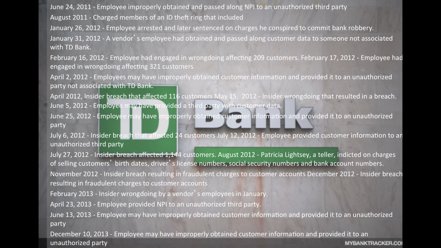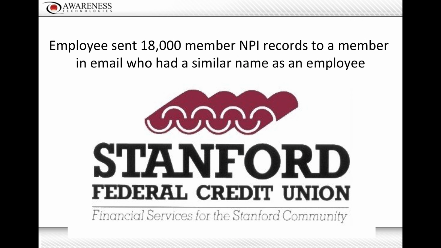This is TD Bank, and certainly don't want to bash on TD Bank, but they happen to have a number of data breaches. So certainly if you're getting a copy of this slide, this is something worth taking some time and reading over. But the gist of this is these are a series of data breaches, all of which involved employees. So whether it be employees inappropriately obtaining information, employees providing it to unauthorized third parties, employees doing some kind of accidental exposure, and then there's some where the employees were doing purposeful exposure. So a good example that it happens to all shapes and sizes, and it can happen frequently.